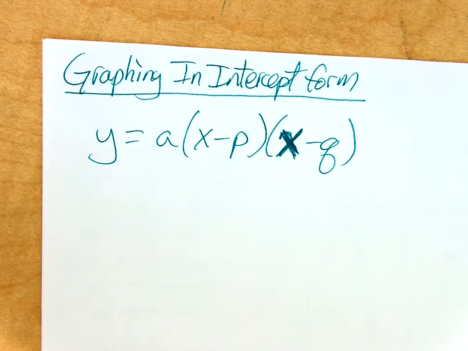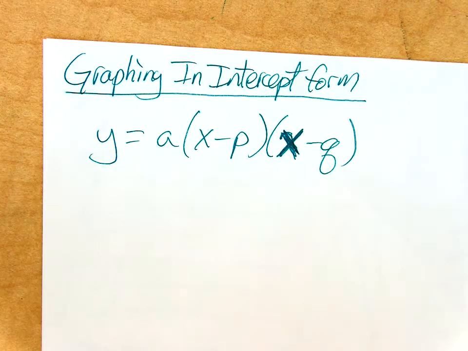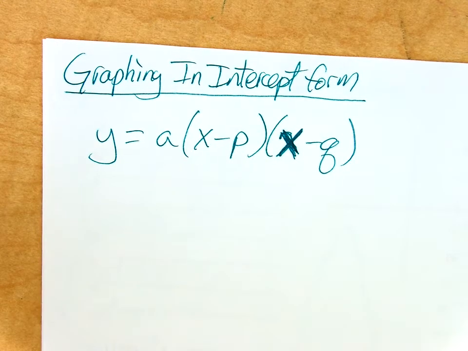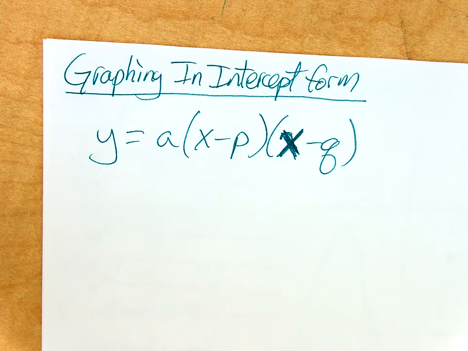So here's intercept form. A equals, and then we have two binomials, x minus p times x minus q. It looks exactly like if you divided a trinomial and then tried to find the factors. That's exactly what it is. It's like taking a quadratic and just factoring it. So if you already have your quadratic in factored form, you can graph it in intercept form.